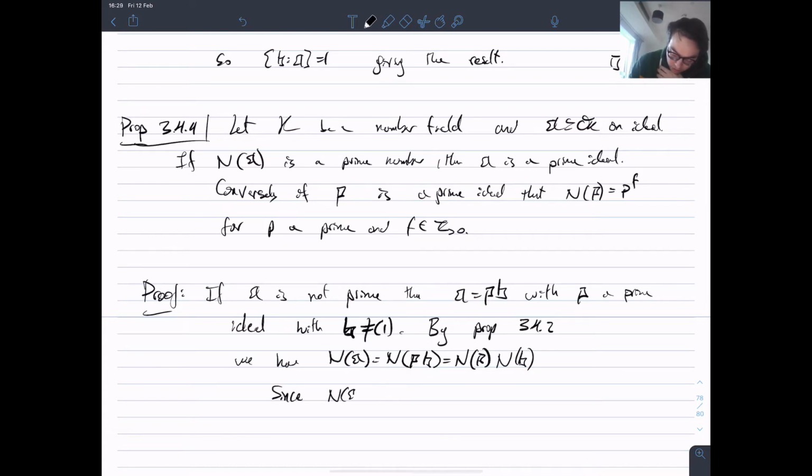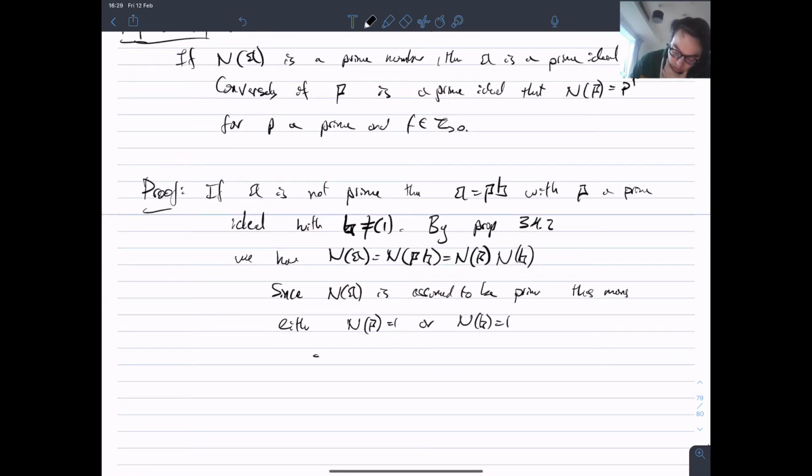Since the norm of A is assumed to be prime, this means either the norm of P equals 1 or the norm of B equals 1. That implies either P is O_K, since the only thing that can have norm 1 is O_K, or B is 1, meaning B is the whole ring, which is a contradiction. Cool.